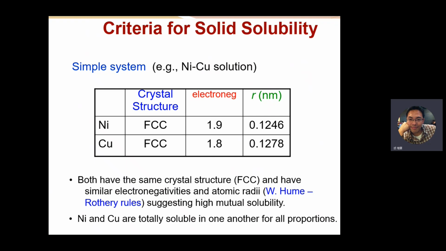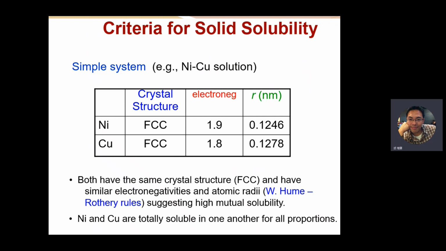So the criteria for solid solubility. The first one is crystal structure. Second one is electronegativity, and the third one is atomic radius, atomic size. If these three factors are similar, that means what? That means its solubility is higher, or you can say you will reach unlimited solubility, right?